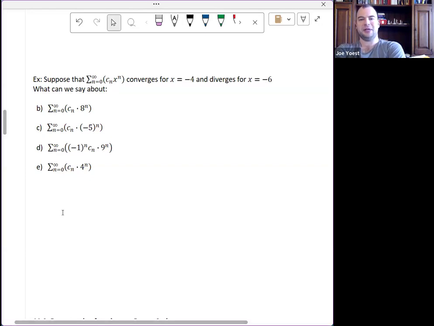So this is a little bit more of an abstract problem. Suppose that we have a series, sum n equals 0 to infinity, c_n x^n, for some specific set of c_n's. And suppose that we know that this series converges for x equals -4 and diverges for x equals -6.